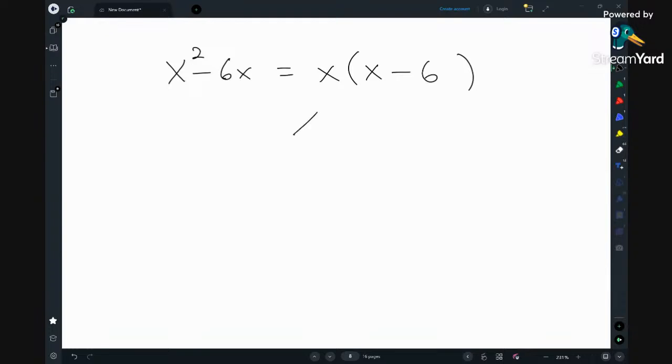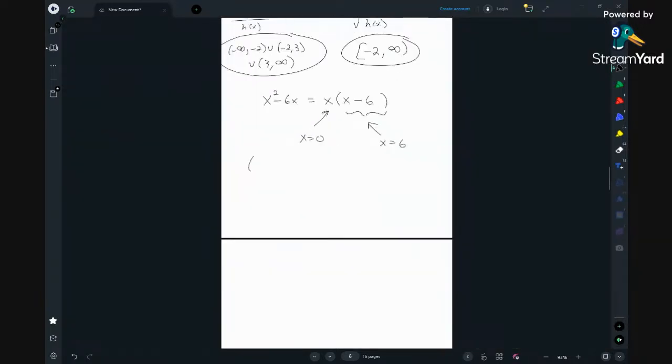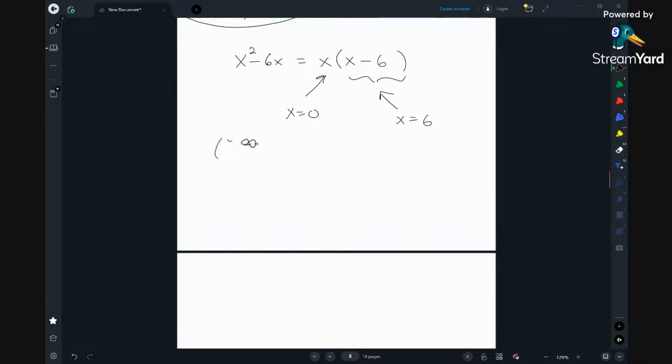What makes this 0? What number would make that 0? What number would make this 0? So if you were to sub in 0, it would make 0. It needs to be excluded. If you were to sub in 6, it would make 0. It needs to be excluded. Our domain is negative infinity to 0, 0 to 6, 6 to infinity.